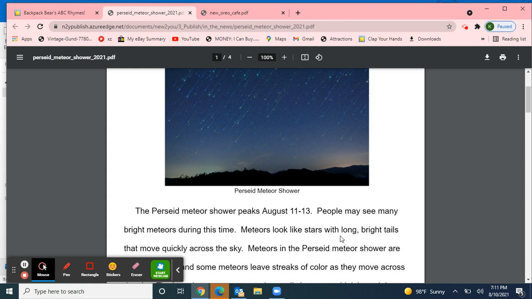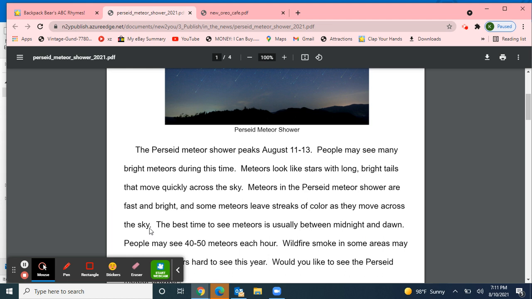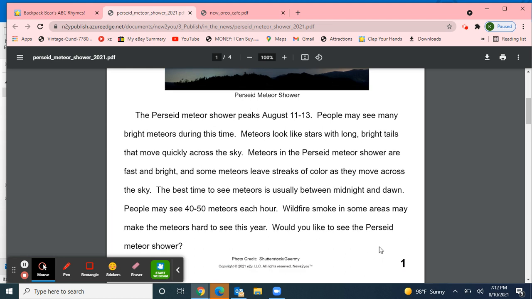Meteors look like stars with long, bright tails that move quickly across the sky. Meteors in the Perseid Meteor Shower are fast and bright, and some meteors leave streaks of color as they move across the sky. The best time to see the meteors is usually between midnight and dawn. People may see 40 to 50 meteors each hour. Wildfire smoke in many areas may make the meteors harder to see this year. Would you like to see the Perseid meteor shower?